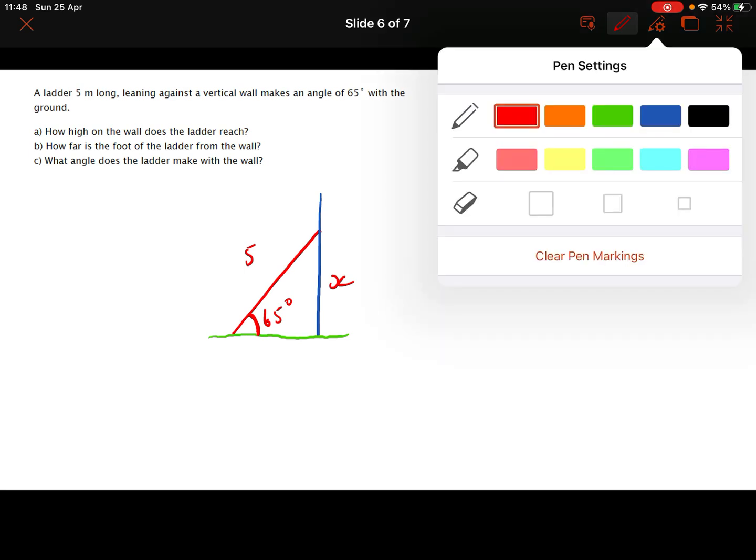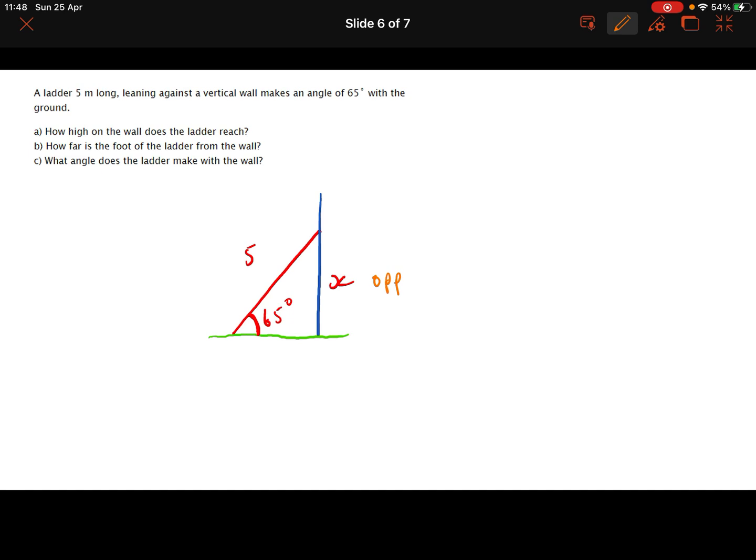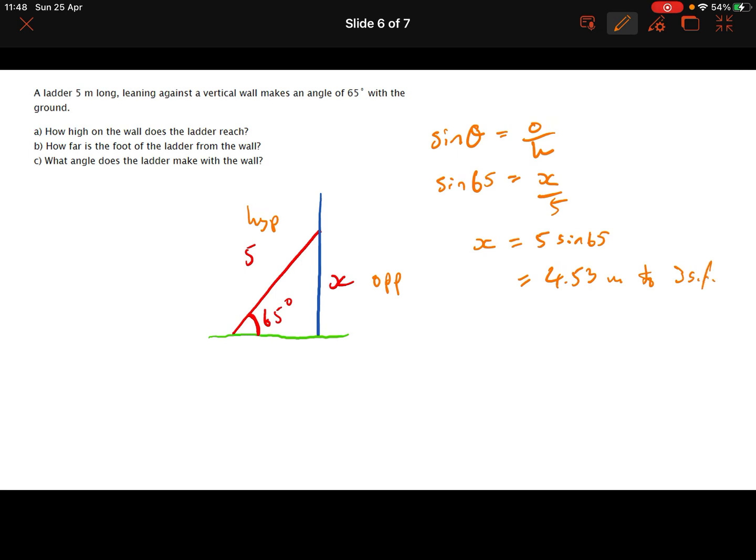So again, let's label. This is the opposite. This is the hypotenuse. So it's a sine problem. Sine of my angle equals opposite over hypotenuse. Sine of 65 equals x over 5. x equals 5 sine 65. If we're writing things out properly, you won't get things wrong. If you try to cheat by just putting things into your calculator straight away, you will get things wrong. So that's 4.53 meters to 3 significant figures.